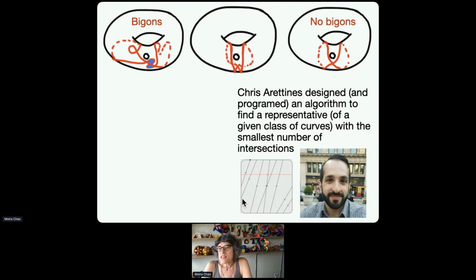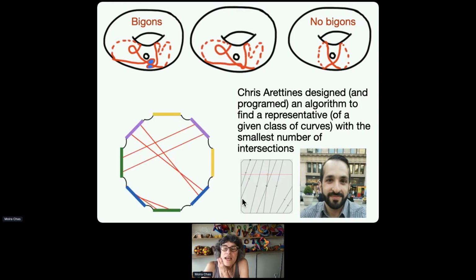So Chris Arettines, who went then to CUNY, here with the CUNY Grad School in the background, created a program to find it. His idea was: if you have a bigon and the curve drawn in my polygon, this is the vertex of a bigon. I'm going to try to see if I can push with my finger and destroy this bigon. The curve enters through here and comes back through here in the same color. Well, let's see how to do it.